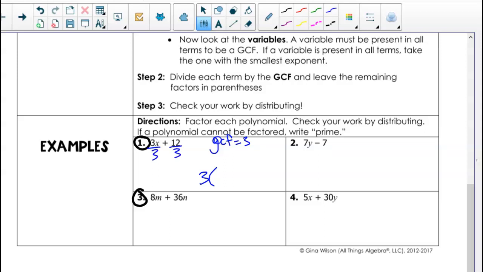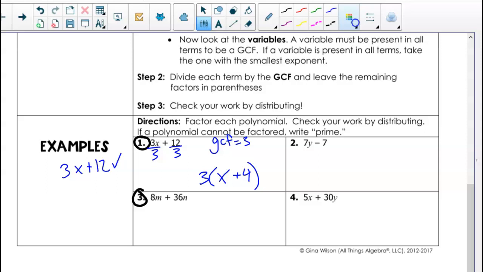3x divided by 3 would just leave me with x. 12 divided by 3 would just leave me with 4. If I multiply that back out, 3 times x is 3x. 3 times 4 is 12. That works.